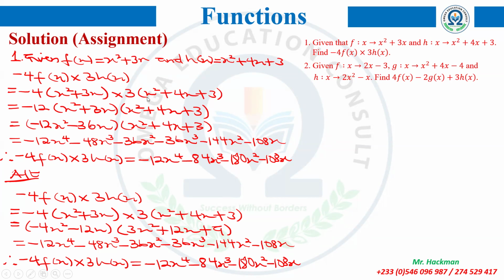So at this point, what do you do? Like I told you, how many factors can you see here? You can see 4 factors: minus 4, x squared plus 3x, 3, then x squared plus 4x plus 3. For these 4 factors, 2 of them are monomial factors, that's minus 4 and 3. One is a binomial factor, and the last one is a trinomial factor.